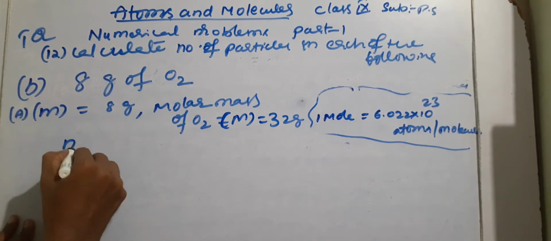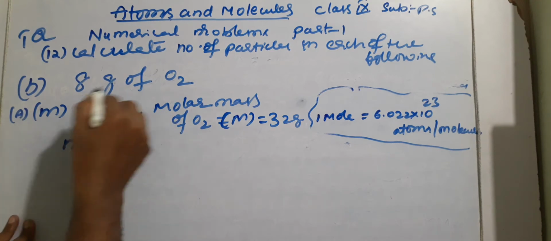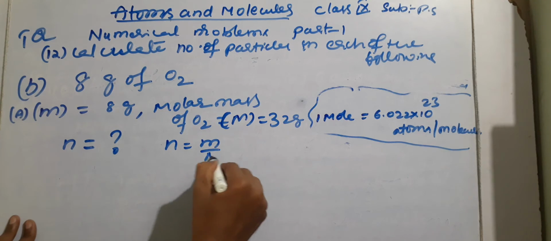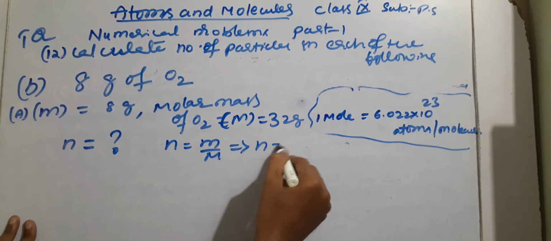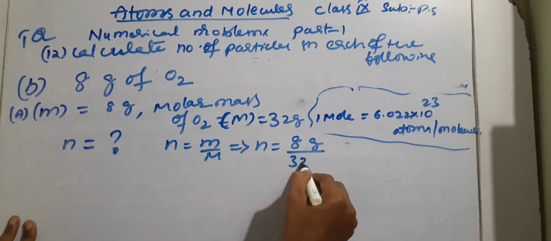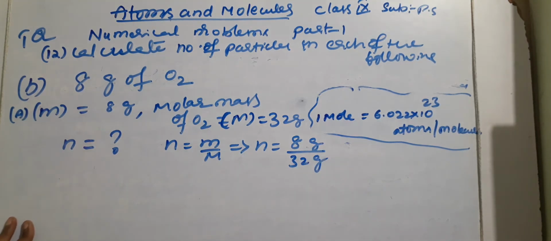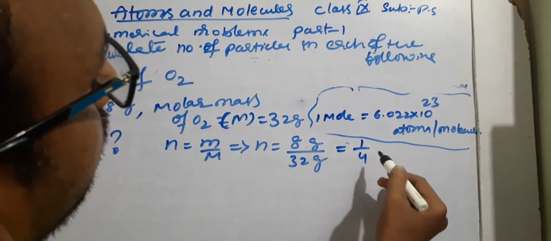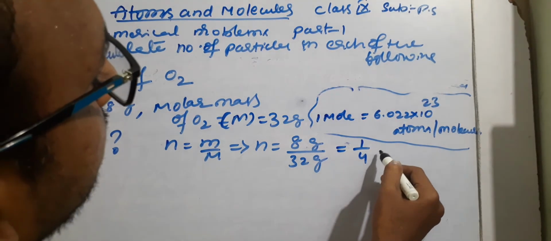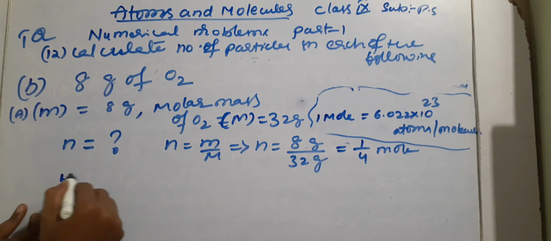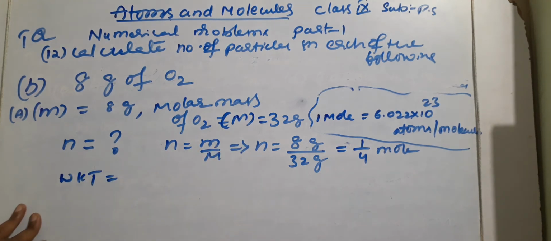So now how many moles are there in 8 grams? n is the question. n is small m by capital M. This implies n is equal to 8 grams by 32 grams, that is 1 by 4. So 1 by 4 mole, that is 0.25 mole.